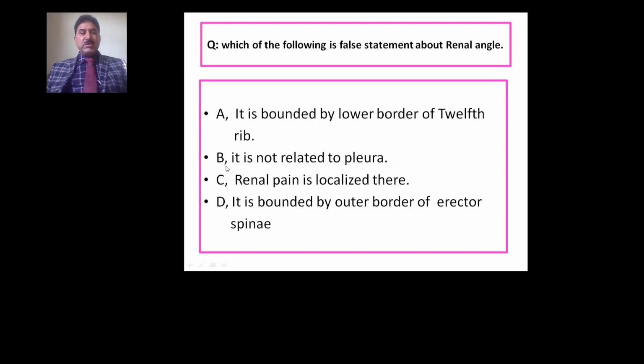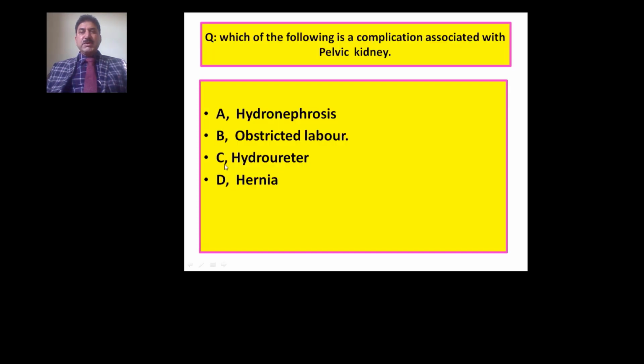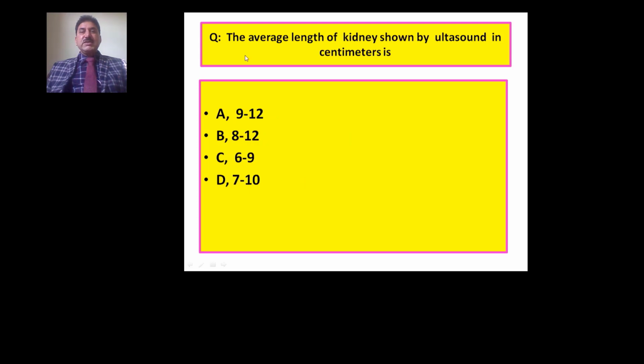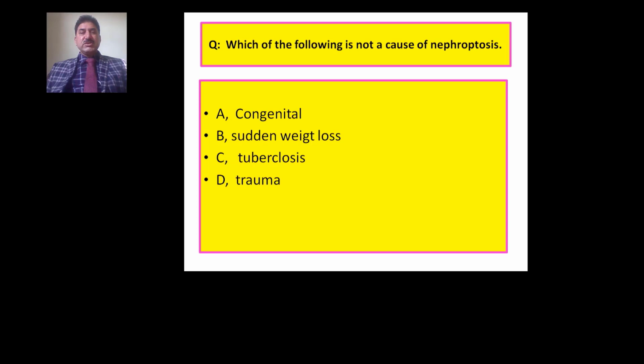B is the wrong option. Which of the following is a complication associated with pelvic kidney? Hydronephrosis, obstructed labor, hydroureter, hernia. D is the wrong option. The average length of the kidney shown by ultrasound in centimeters is: this question is based on the sonographic anatomy of the kidney. A, 9 to 12 centimeters, B, 8 to 12 centimeters, C, 6 to 9 centimeters, D, 7 to 10 centimeters. A is the correct option.